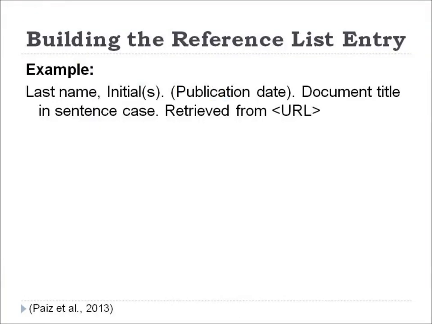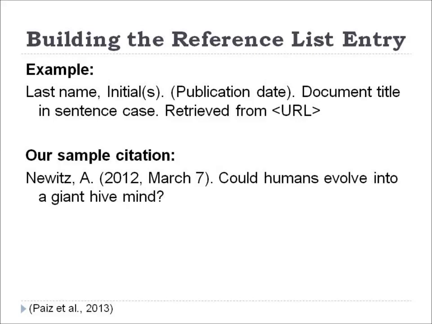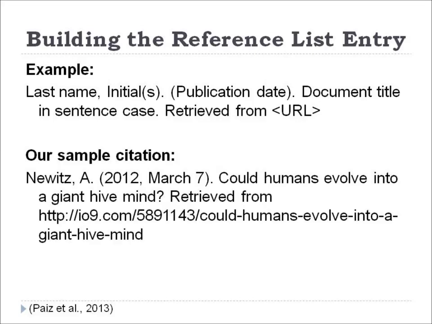Citing web documents is relatively simple. First, we include the author's name. Next, the publication date in parentheses. Then the title, unitalicized in sentence case. Finally, the phrase retrieved from preceding the document's URL.